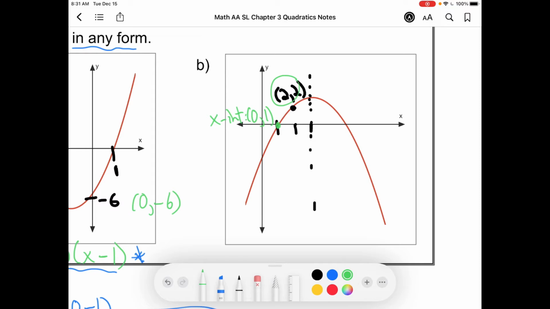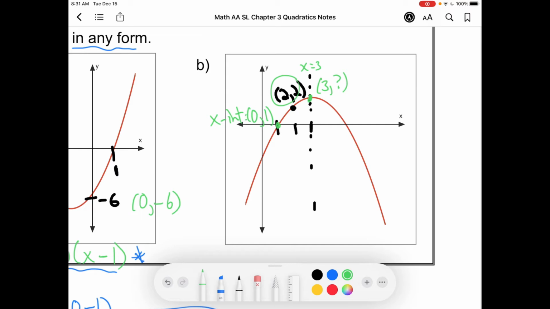There's other stuff we can reason out here. I mean, if this is the axis of symmetry at x equals 3, then the vertex is at (3, something), which might make us think we should use vertex form. But I don't know the y-coordinate of the vertex. Let's see what else we can reason out, if anything.